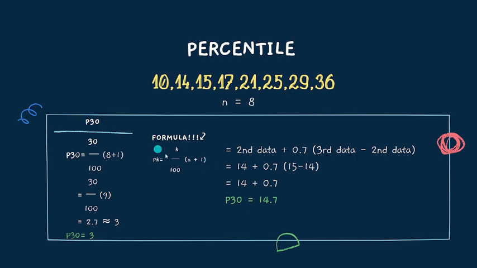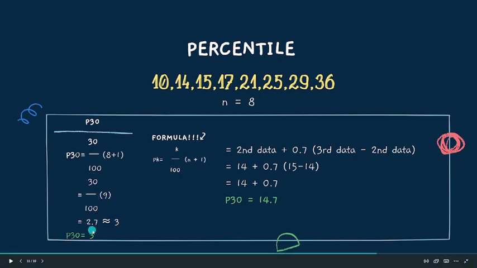So we substitute. They're asking for P30, so k is 30 over 100 times n, and our total number of data is 8 plus 1. Next, we have 30 over 100 times 9, that is equal to 2.7, or if rounded off is equal to 3. So our P30 is equal to 3.